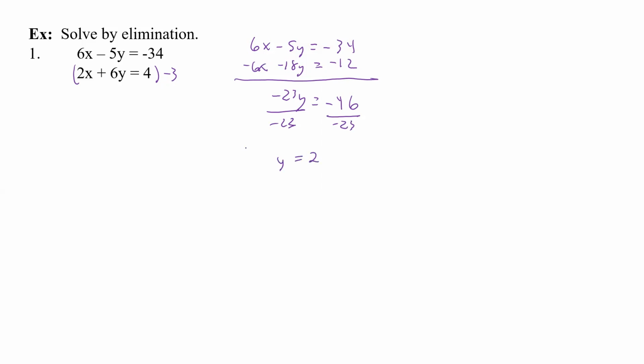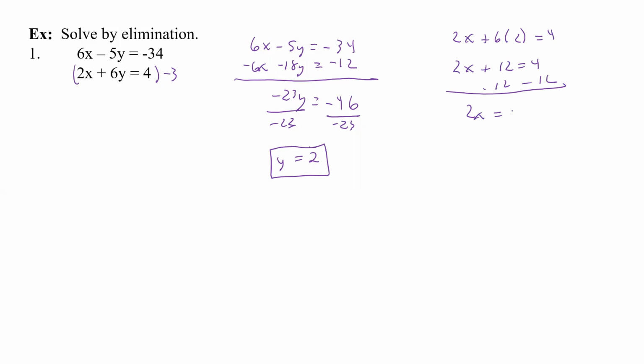Okay. Now I can plug that back into one of these. I'll plug it into the second one just because they're smaller numbers. And so that's my y. And if I plug it into 2x plus 6 times 2 equals 4, then I have 2x plus 12 equals 4. Subtract 12. 2x equals minus 12 plus 4, which is minus 8. Divide by 2. x equals a minus 4. Okay, so my ordered pair I'm saying is minus 4 comma 2. So that's what my check has to be on. So now I do the check.